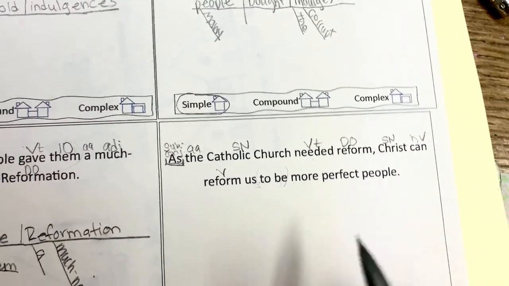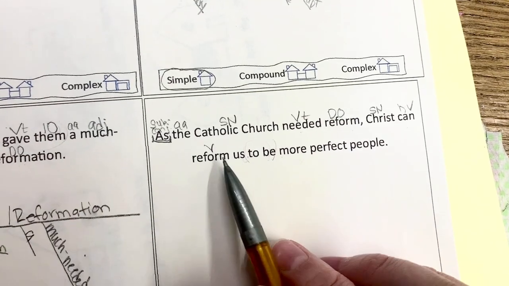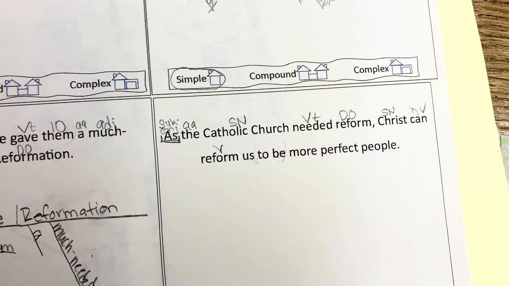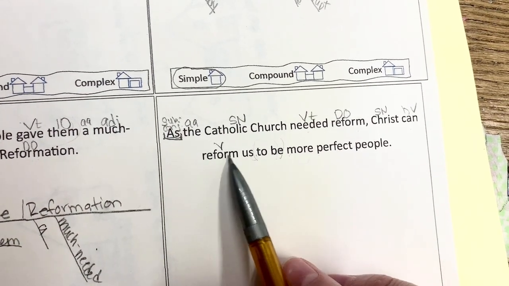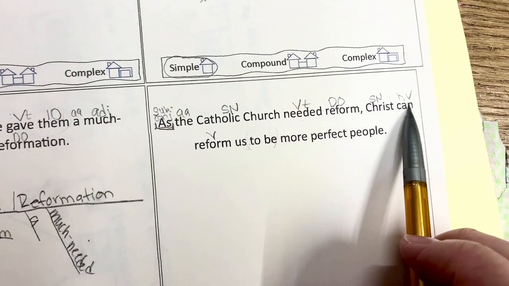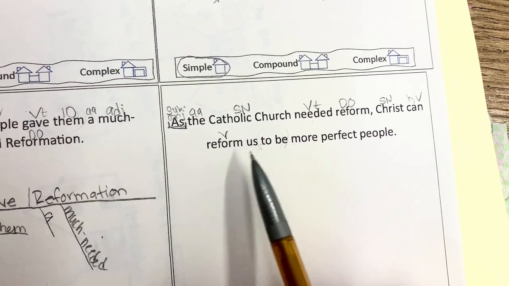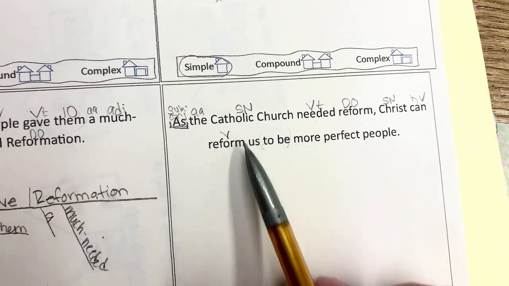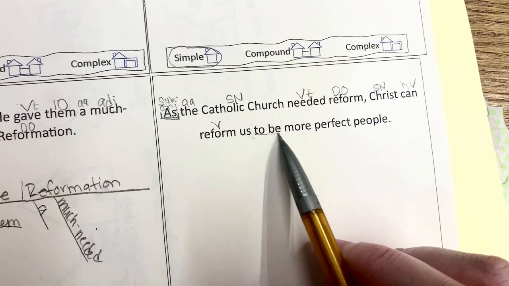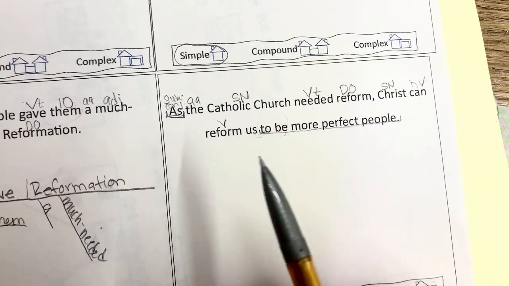Okay, guys, now this is where it's tricky, okay? Christ can reform who or what? He can reform us, but it's actually saying Christ can reform us. Well, hold on. Us is what the reforming or to be perfect people is happening to. So Christ can reform to be more perfect people. This entire thing, you guys, is a direct object.